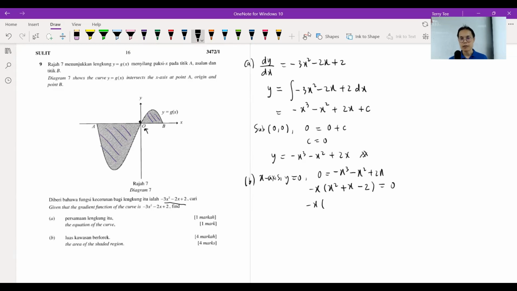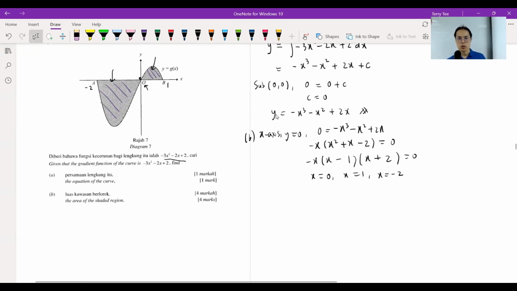Then we can now factorize this further into 2, 1 plus minus. I hope you can factorize very quickly by now. Your x value is either 0, 1, or negative 2. That means this is negative 2, this is 1. All right. So to find luas kawasan berlorik, we actually have to integrate this part and these two parts separately. We already know the limit. So let me move out a bit.